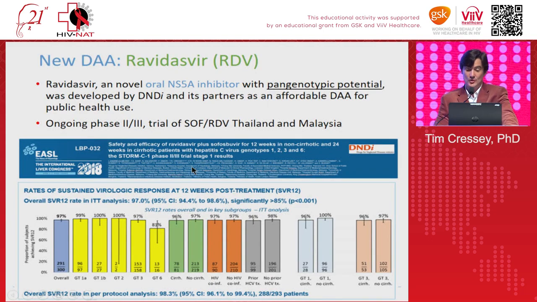So I just wanted to have two slides on a new drug, because this study is being done in Thailand and Malaysia. They have a new DAA called ravidasvir. It's being developed by DNDi in partnership with a drug company in Egypt, I believe. This is an oral NS5A inhibitor with pan-genotypic potential, and this is a study in 300 patients in Malaysia and Thailand, showing very good SVR12. It depends on whether they were cirrhotic or non-cirrhotic, but it showed very good response, and the study is ongoing to look at more patients, and at genotype 6 as well, because in genotype 6 it looked a little bit low, but with few patients, so this needs to be looked at.